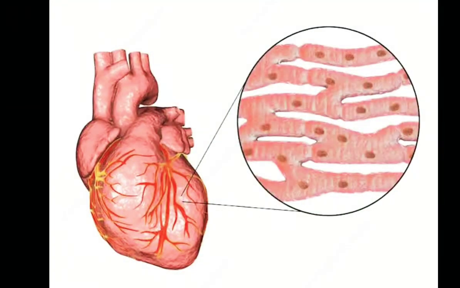Next is cardiac muscle. Now this type of muscle is a type of involuntary muscle only, but is found in the walls of the heart. They are also not under our control. Unlike other types of muscle, cardiac muscle works throughout our life and never gets tired.